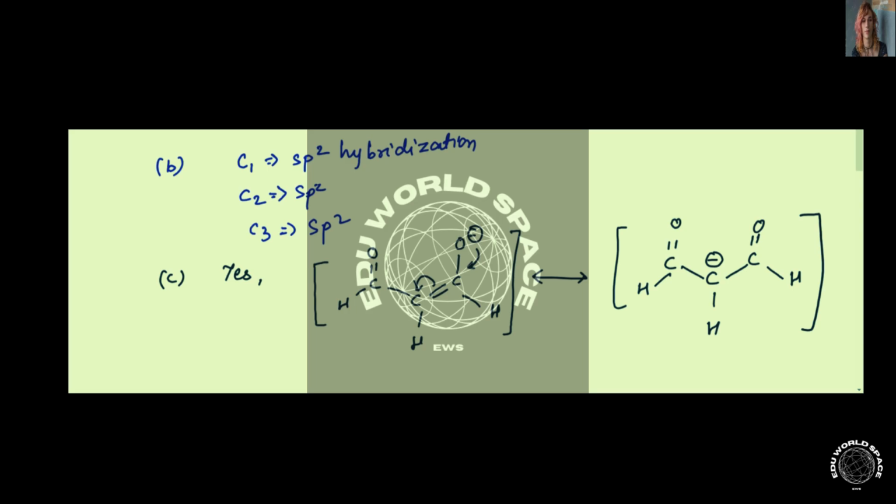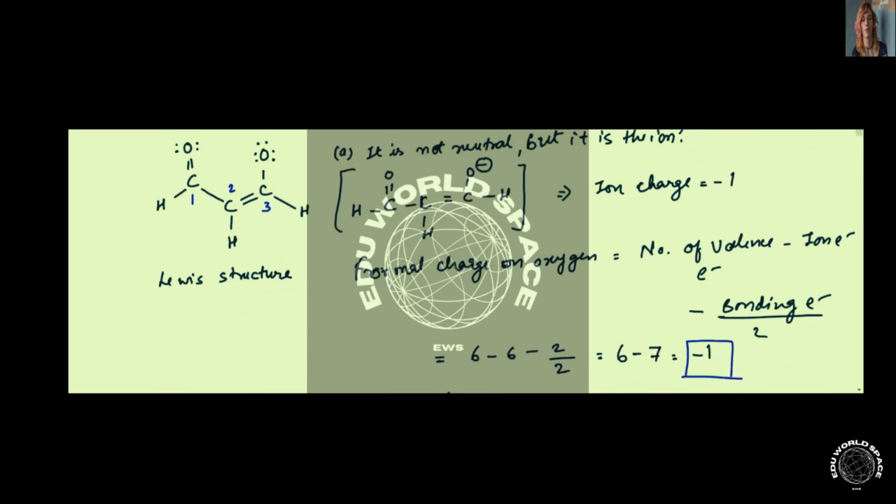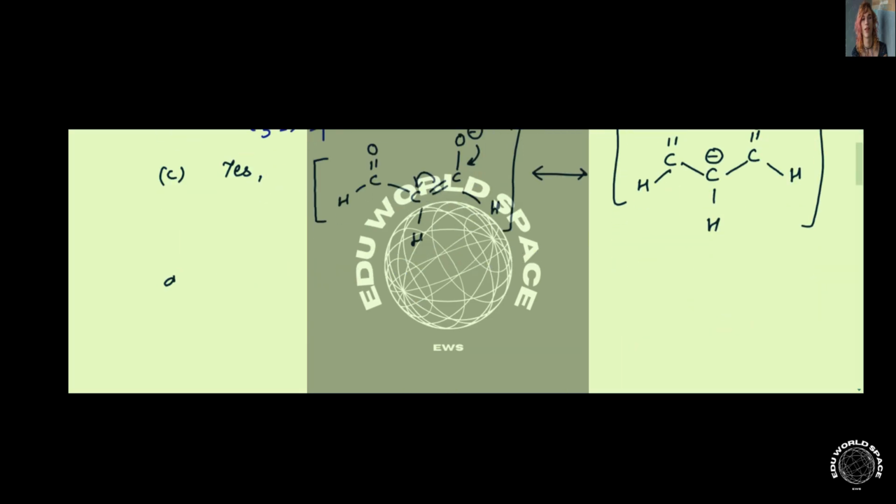Now lastly, it is asked how many electrons are in the pi system of the species. So how many electrons are there? In the pi system, there are 4 electrons. Why? Because this is 1, this is 2. A covalent bond is nothing but sharing of electrons. So this will be 1, 2, 3, 4. So there are 4 electrons. So the answer is 4 electrons.